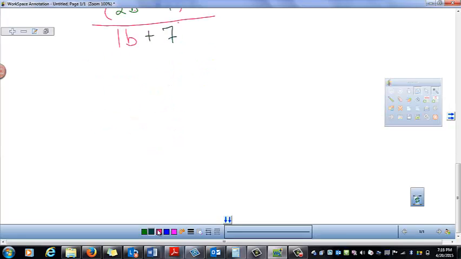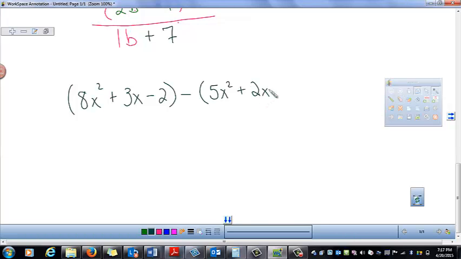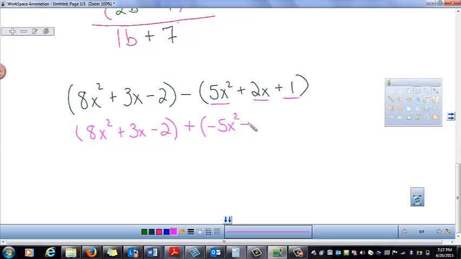It's a little bit different when they're written like this, like 8x squared plus 3x minus 2 minus 5x squared plus, let's say, 2x plus 1. What I do is I rewrite it. If it's written out horizontally, I rewrite it as 8x squared plus 3x minus 2, and then I change all of these. So you're going to change this one, and this one. So it becomes plus negative 5x squared minus 2x minus 1. So I changed everything to a plus.